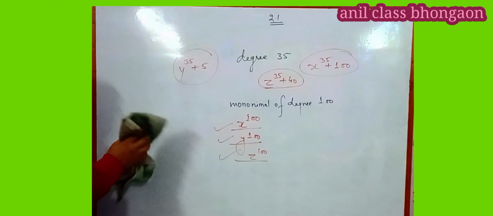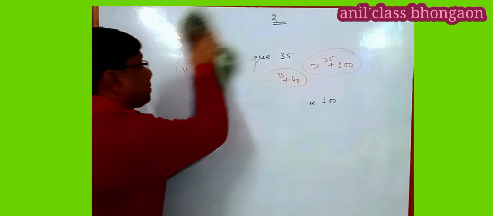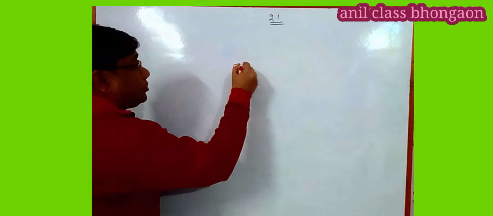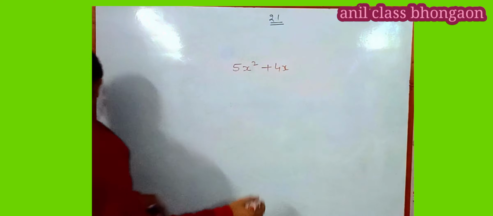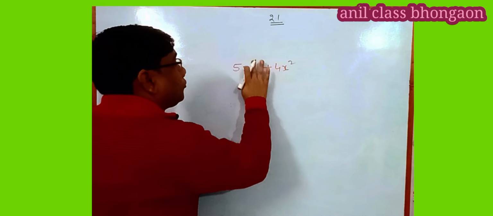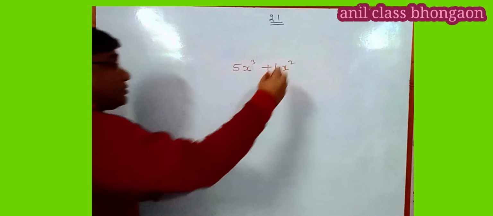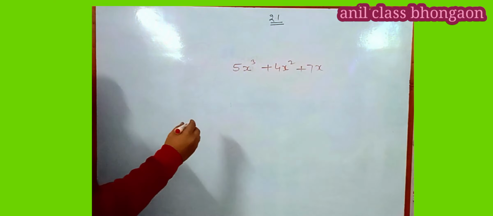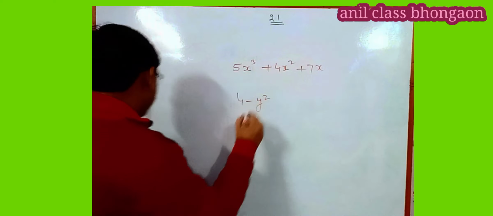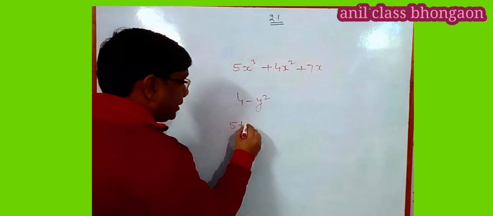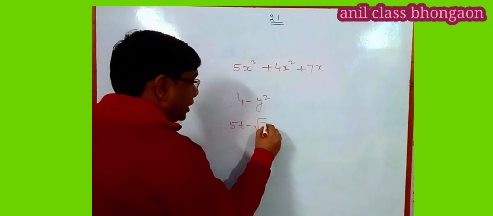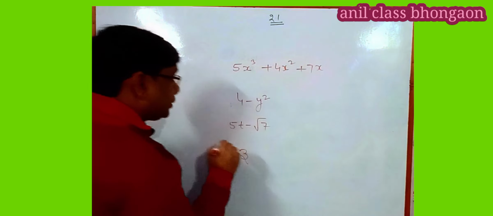Now the next question is: write the degree of each of the following polynomials. 5x square, 4x square, 5x cube plus 4x square plus 7x, and also 4 minus y square, 5t minus under root 7, and 4.